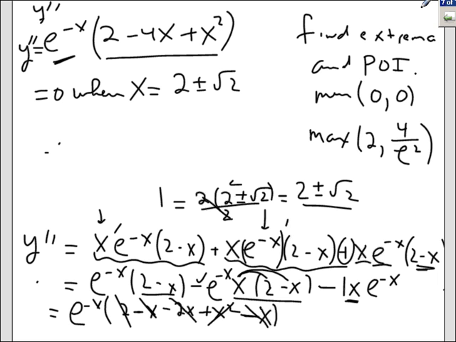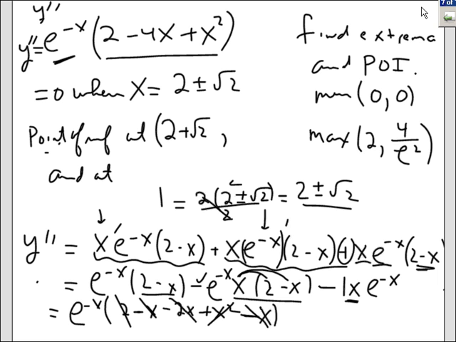Okay, now, since those are not critical values, it must be a point of inflection. So we have a point of inflection at 2 plus square root of 2, and I guess we should find the y value, and at 2 minus square root of 2. Okay. Let me erase most of this work.